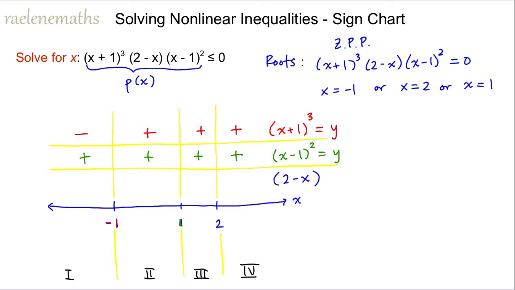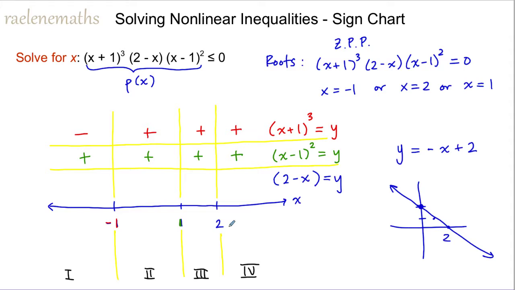The last graph is a linear function, and we have y equal to 2 minus x, which is the same as -x plus 2. This is a line that has a y-intercept of 2 and a slope of -1. So we go down 1 over 1, down 1 over 1. The x-intercept is of course 2 because the x-intercept is the same root that we had already listed for that factor. So the graph that we visualize for y equals 2 minus x looks like this.